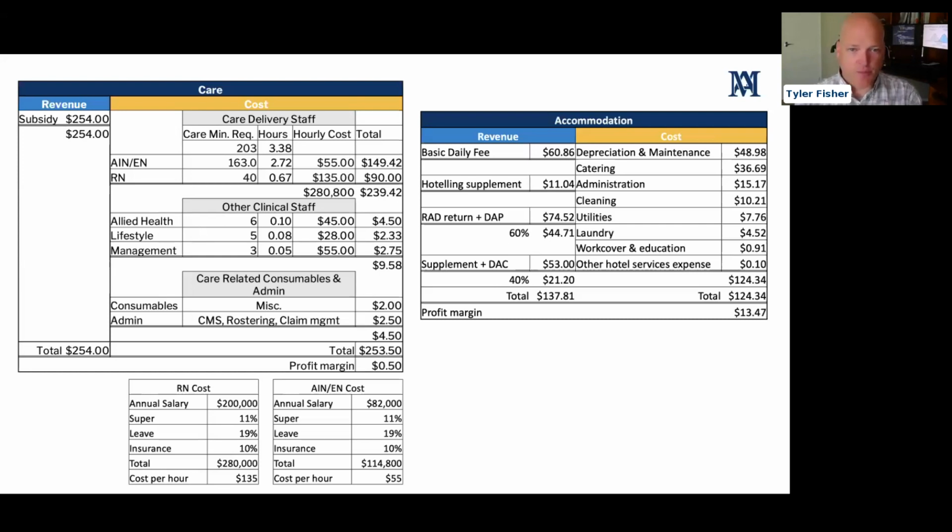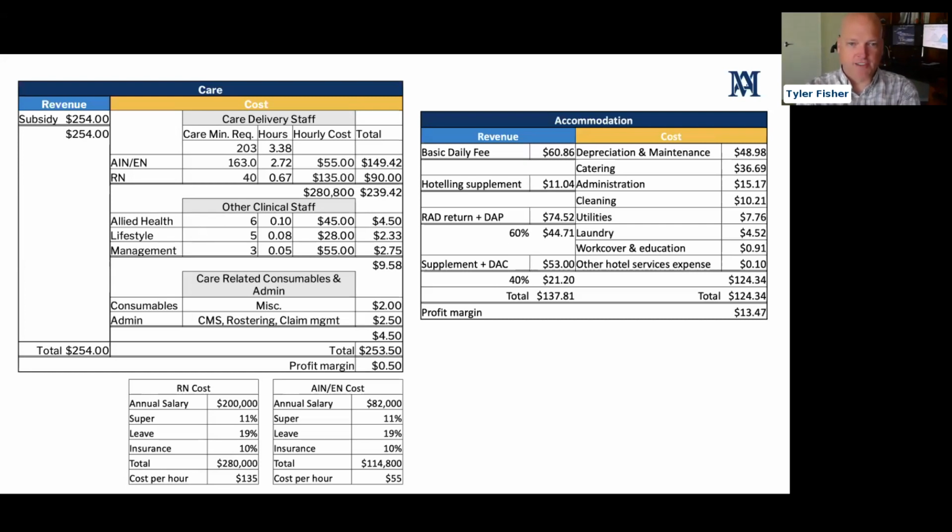So we get a total revenue stream from accommodation of around $138 a day. And then on the cost side, by far and away the largest expenditure is the asset itself. When we look at depreciation and amortization of that, along with maintenance and upkeep, we're already close to $50 per resident per day for that cost.